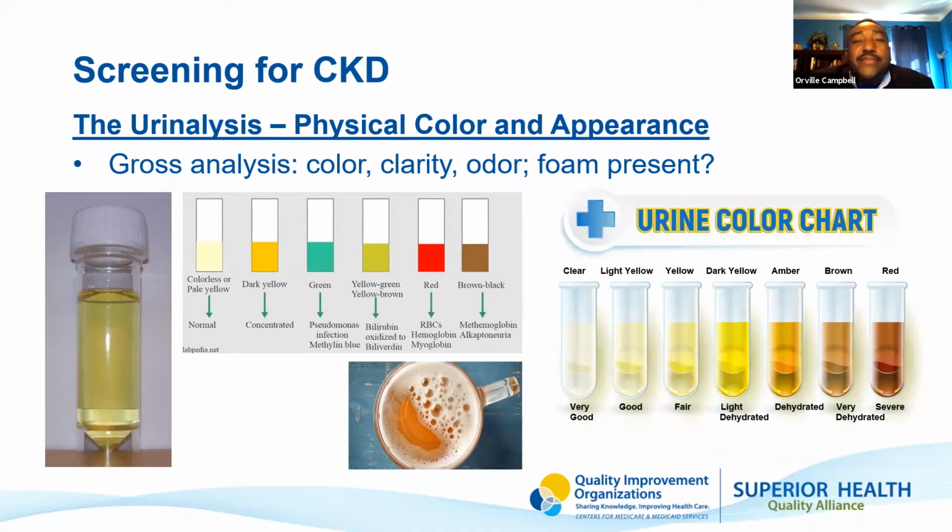Again, you can see it's very good if the urine is clear to pale yellow or straw color. As it gets darker, it can indicate severe dehydration or the presence of something that should not be in the urine, such as blood. Is the urine foamy or soapy? That could indicate the presence of protein, which should not be in the urine in significant quantities. All righty, next slide.